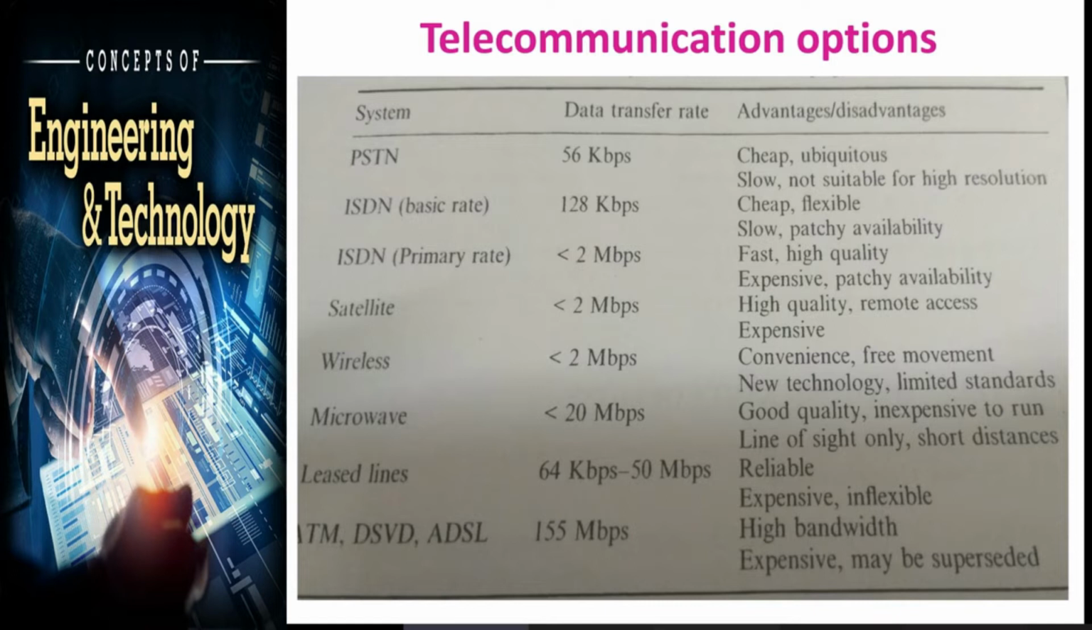So if you understand, on the PSTN, the old telephone network, we used only 56 kbps. Now we are getting almost 155 mbps. So when you look at these data transfer rates, they keep on increasing. From the PSTN to ADSL, it is 56, 128 kbps, less than 2 mbps. The microwave also we can use, and leased lines. Dedicated leased lines can be taken for particular organizations. That is also very important.